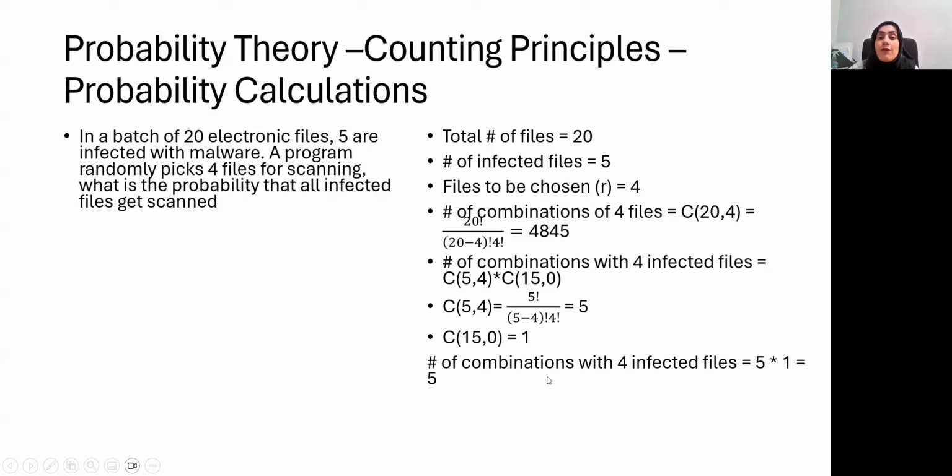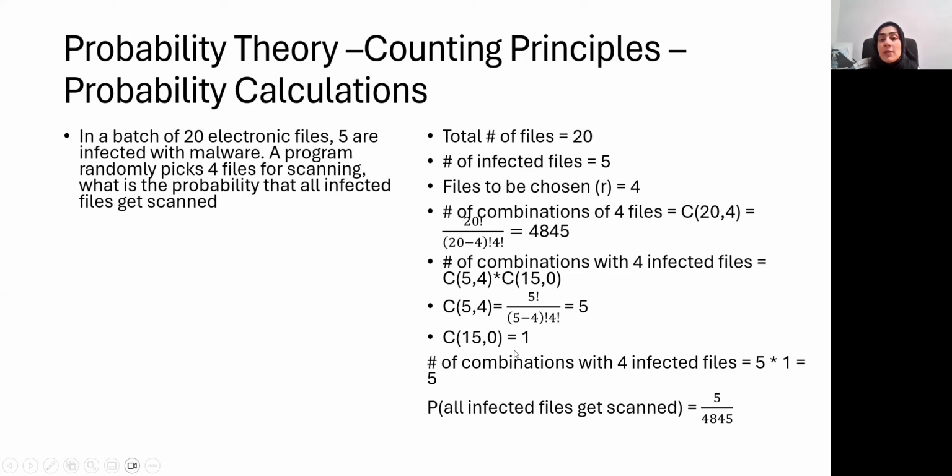So we have 5 such combinations which involve all 4 files which are infected. And the total number of combinations for 4 files, irrespective of whether they're infected or not, or any composition of them, 1 may be infected, 2, 3, or 4, irrespective of the infection status of the file, you have a total of 4,845 such combinations.